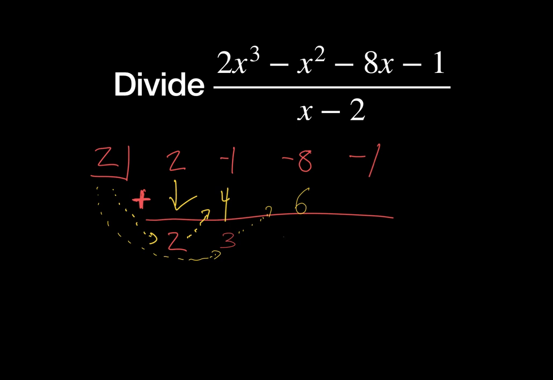Then we add negative 2. Negative 8 plus 6 is negative 2. 2 times negative 2 goes here. 2 times negative 2 is negative 4. We add negative 5. But we're not done.